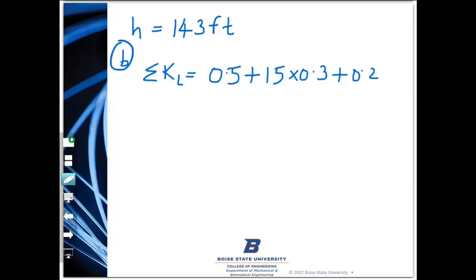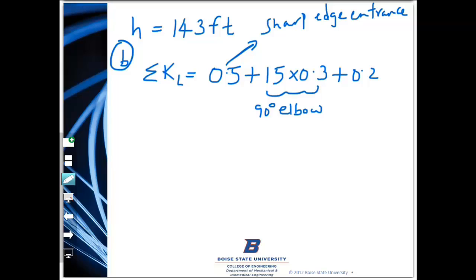So all of these are flanged, and this is the sharp edge entrance. These are the 90-degree elbow, and this is the T, which are all flanged. Okay.